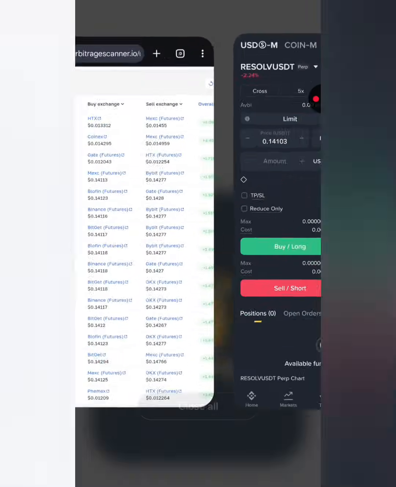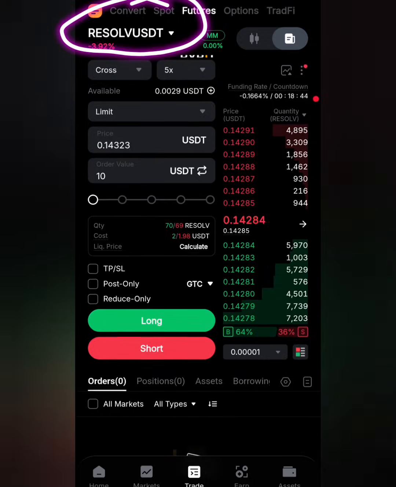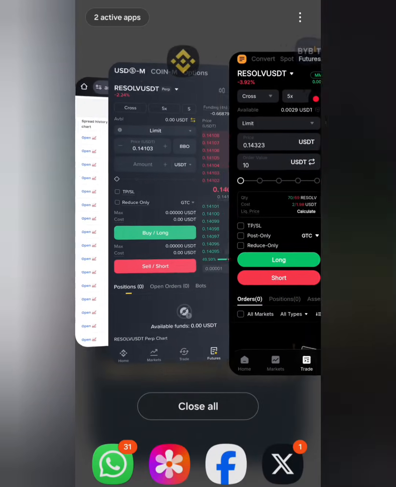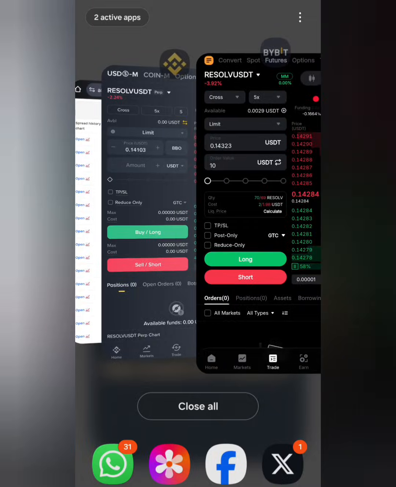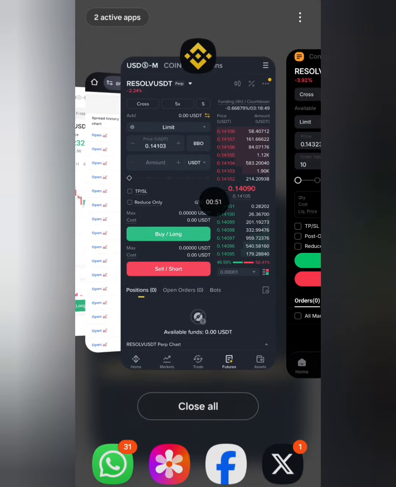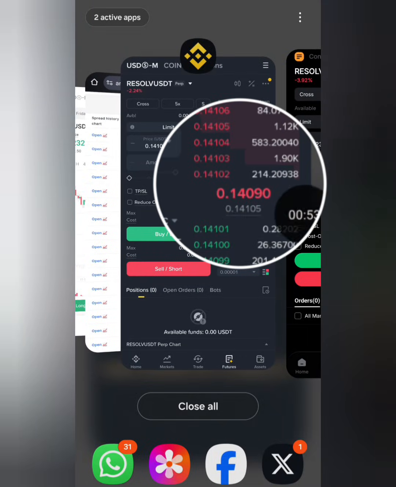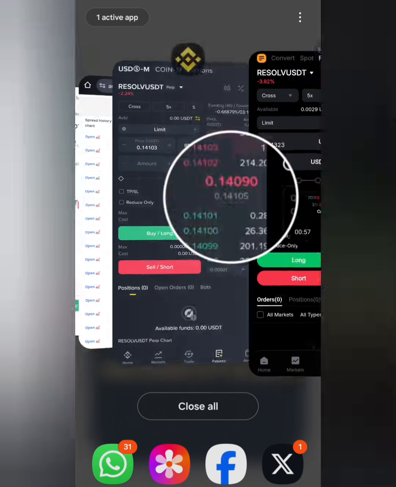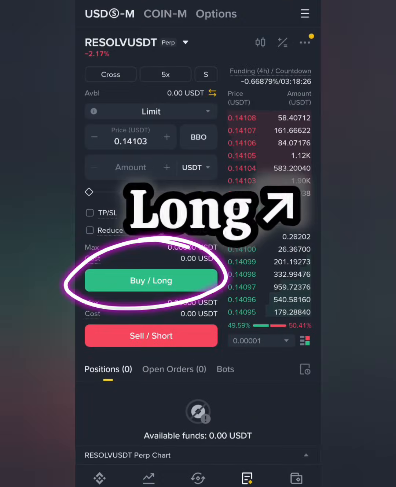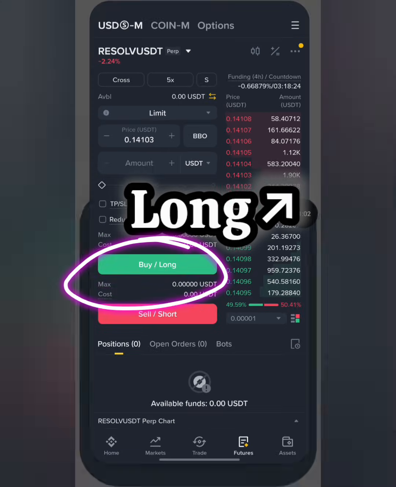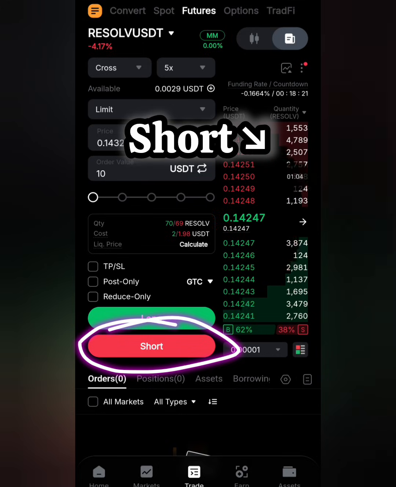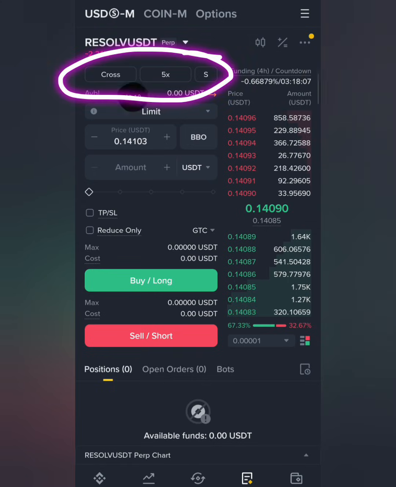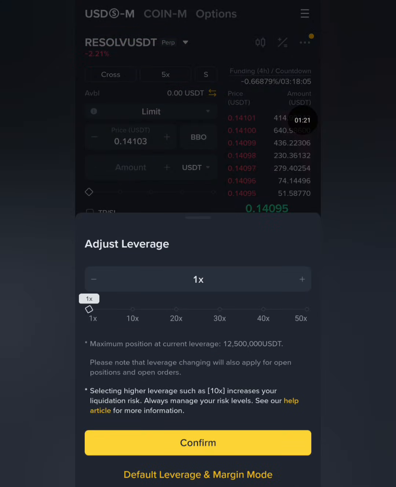Then we'll also head over to our Bybit crypto exchange. So I also have it right here on Bybit, and you can look at it right here. There's actually a price difference in these two futures markets. Okay, you can see the one on Binance is actually at 0.1409, and the one on Bybit is at 0.1428. Okay, so basically you're going to go long on Binance. All right, and then you're going to go short on the Bybit exchange. All right, so if you want to do this you use the cross margin and then you use 1x leverage right here.